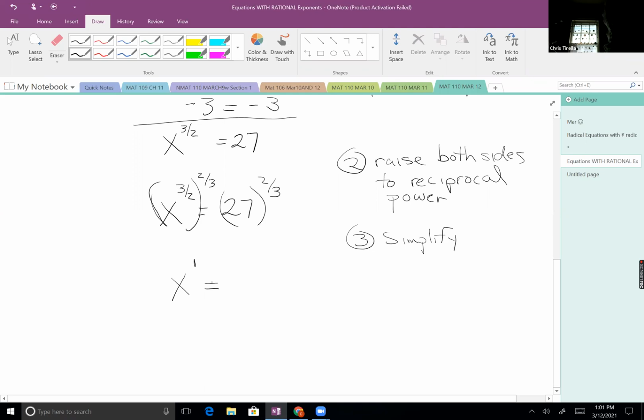On the right, if I were to simplify that by hand, because that exponent is a fraction, I know I need a radical. My radicand is the base, 27. My index is the denominator, 3. And I'm going to raise it to the second power. Hopefully, everybody recognizes the cube root of 27 is 3. And when I square it, I get 9. And then we'll check.